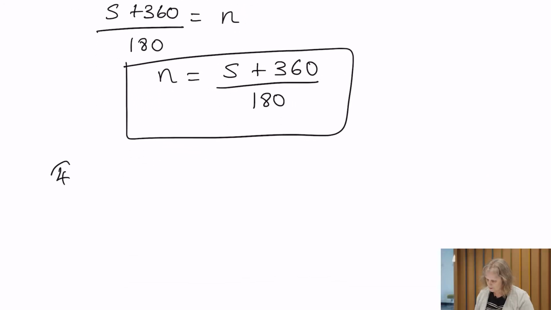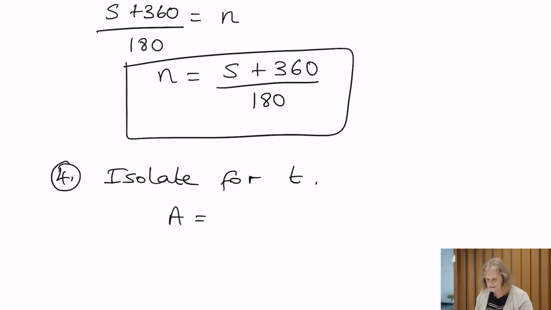We're going to have a look at question 4. We're going to isolate for t, small t. We have some uppercase letters as well as lowercase letters here, which you will find. This is an equation in business math.